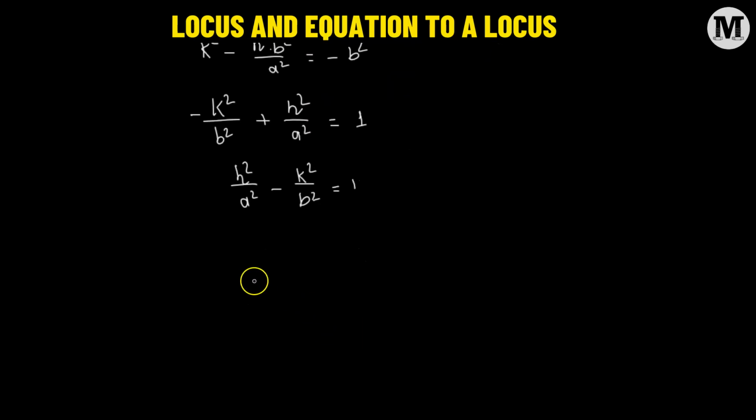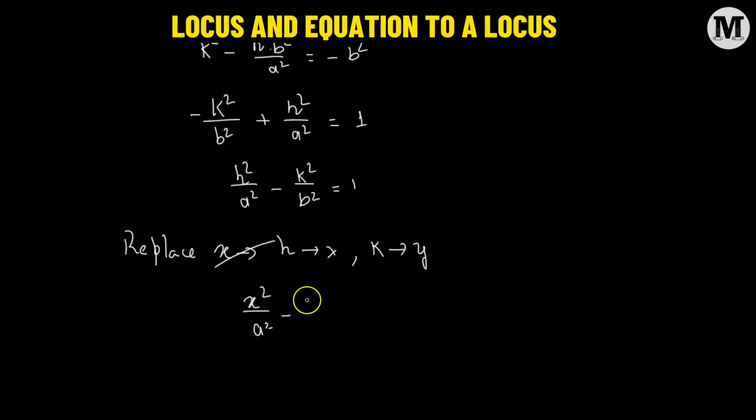We have to do one final replacement here. We're going to replace the value of H with X and the value of K with Y. Then our equation of the locus will become X squared over A squared minus Y squared over B squared equals 1. And we have successfully shown what we needed to show, that the locus of that point is given by this expression, X squared over A squared minus Y squared over B squared equals 1. Hence proved.